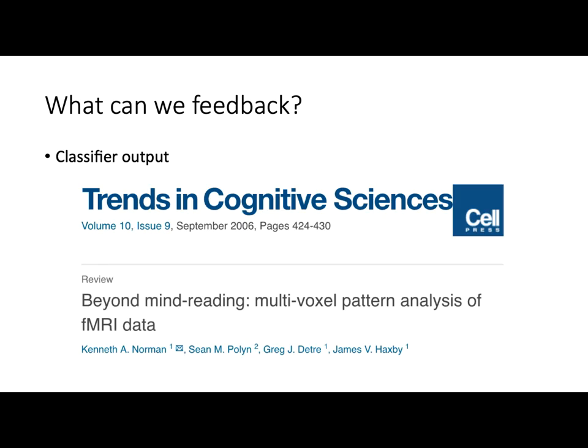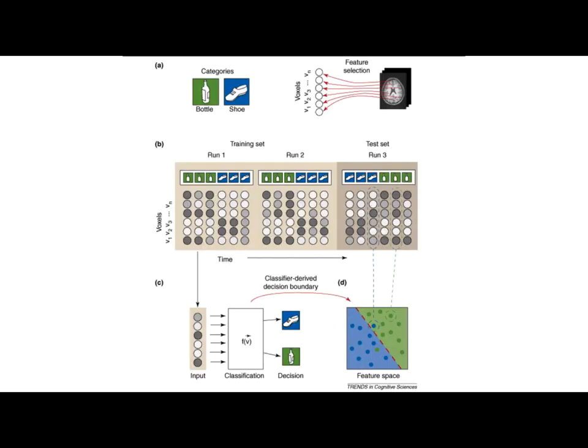So this is one example. This is a really nice example of what a classifier is, okay? So say we have two categories, right? And we have many voxels, say n voxels, right? And these voxels each respond slightly differently to each of these categories, right? So one might respond slightly more to the bottles, and one might respond slightly more to the shoes. And when you look at this, you get this pattern of activity for bottles and this pattern of activity for shoes. And you can do this across several runs and average it.